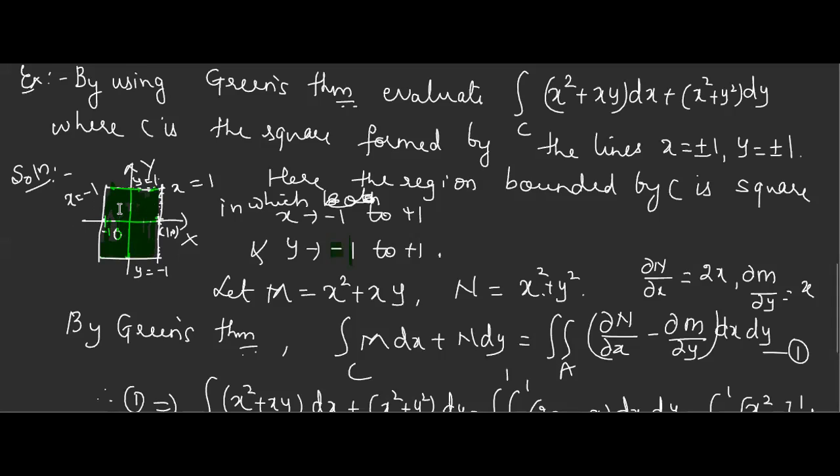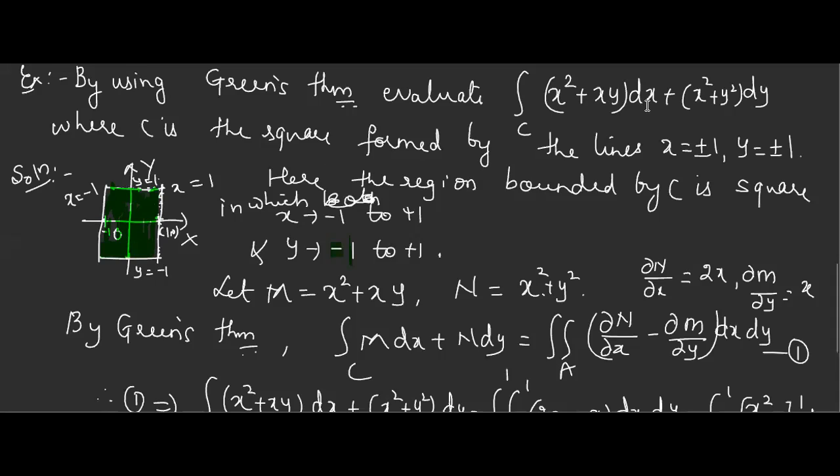Here, when you want the limits for x, you have to go from left to right in the region. And when you want the limit for y, you should go from below to above. Then you will get the lower to upper limit. So if you can see here for this square, it is very clear x is varying from minus 1 to plus 1. Similarly, y is varying from minus 1 to plus 1.